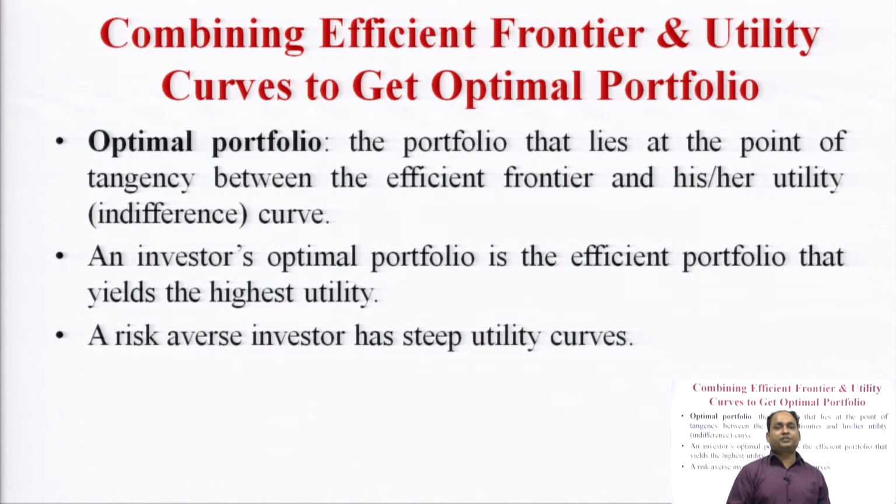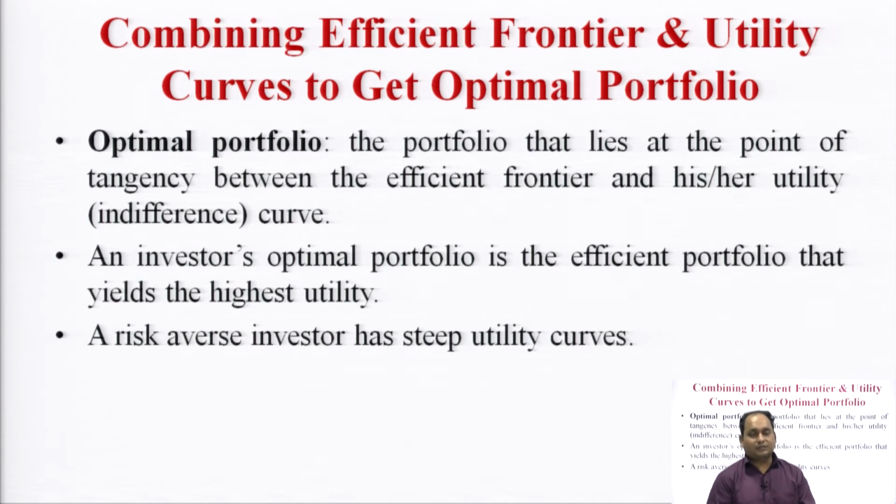By combining the efficient frontier and the utility curve, we get the optimal portfolio, the portfolio that lies at the point of tangency between the efficient frontier and the investor's utility, or indifference, curve. An investor's optimal portfolio is the efficient portfolio that yields the highest utility, and the risk averse investor has the steep utility curve. These are the three combination sets of indifference curves under the utility approach in the Markowitz theory.